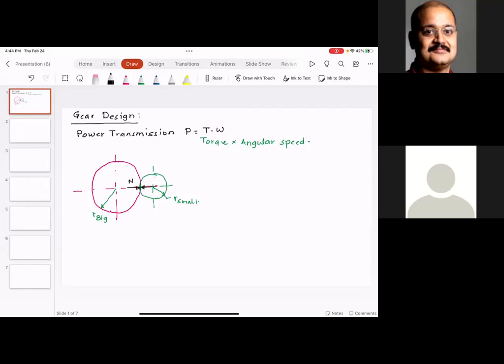From Newton's third law, every action has equal and opposite reaction. So this is a normal reaction. When you have normal reaction, if mu is the coefficient of friction at the interface, you get frictional force. So please try to understand that if this is rotating like this, then the coefficient of friction will be, say, mu.